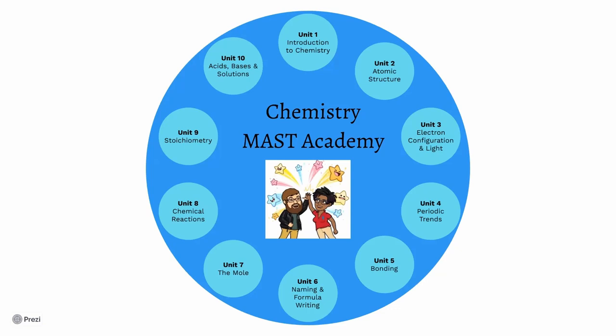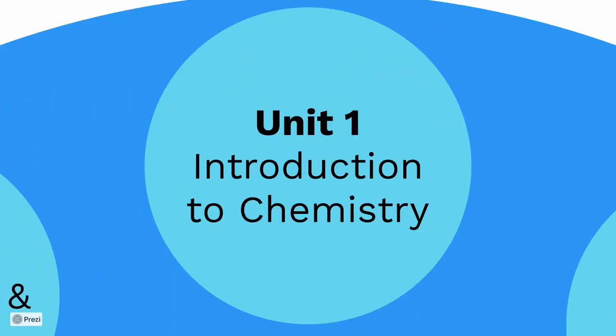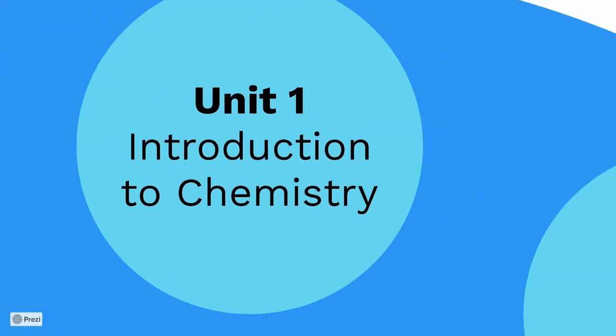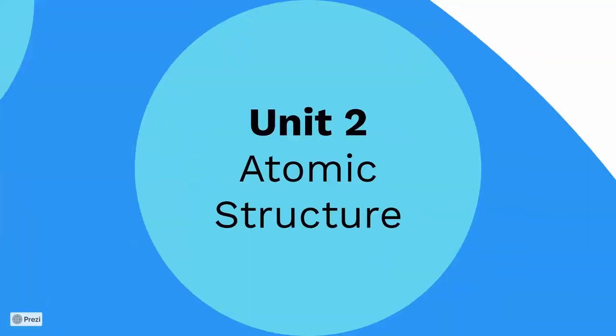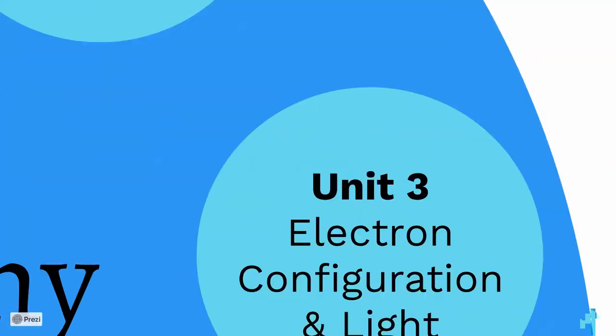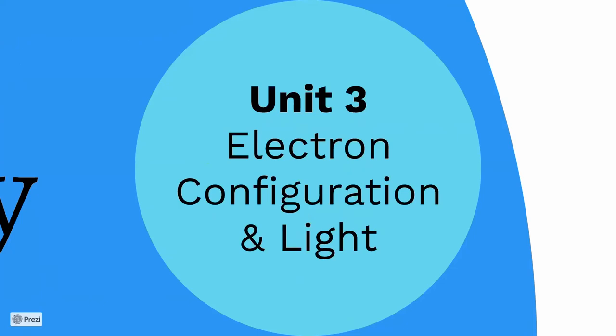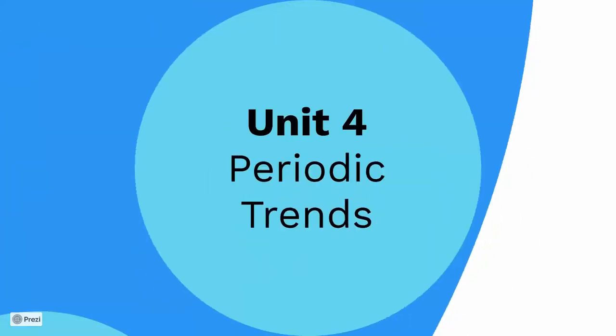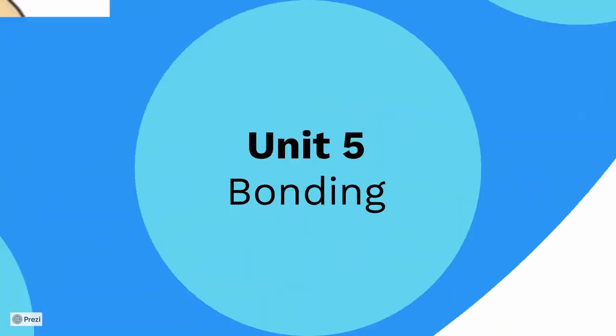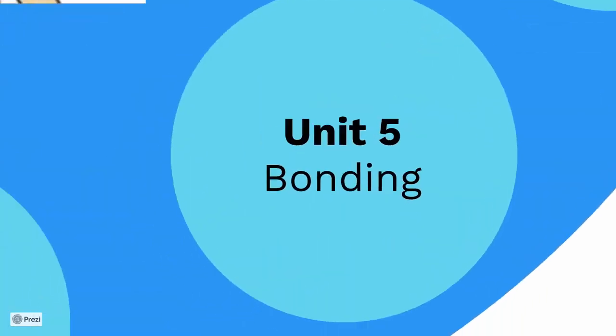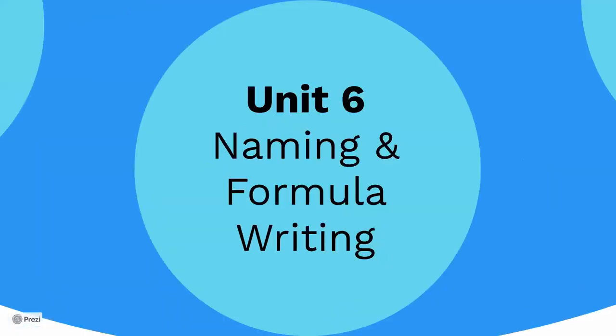In honors and regular chemistry, we're going to be covering 10 different units. Unit 1 will be an introduction to chemistry. Unit 2 will be atomic structure. Unit 3 will be electron configuration and light. Unit 4 will cover the periodic table. Unit 5, we're going to be covering bonding. Unit 6 will be naming and formula writing.